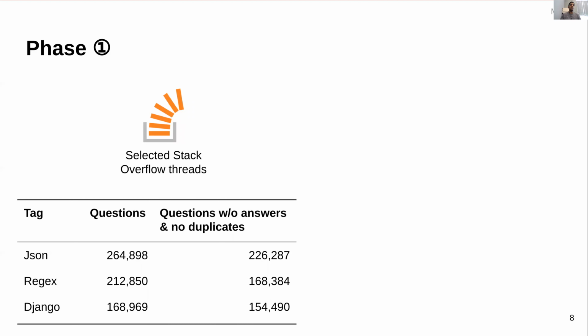After removing the questions that do not contain any answers and removing duplicates, we still have a lot of questions. Since we cannot possibly manually evaluate all of them, we choose a 90% confidence interval and a 10% error margin, which results in 67 threads from each tag.